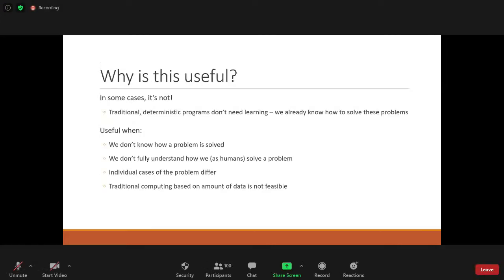So why is this useful? Well, in some cases, it's actually not. Like I said earlier, machine learning does not work well with traditional deterministic programs. What deterministic programs mean is essentially any program where a system is clearly defined with rules and there is no unknown variable. If you know everything about how to solve a problem, we can easily code that with traditional computing. This is very useful instead when you don't know everything about a problem.